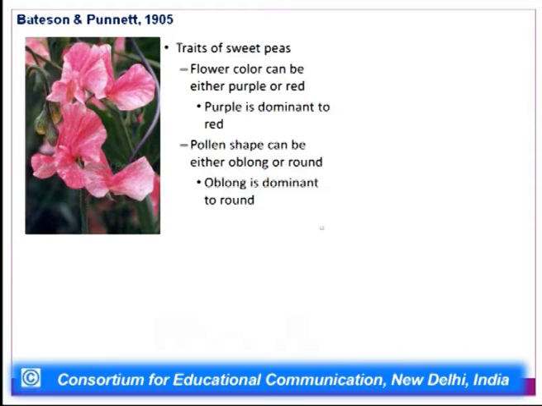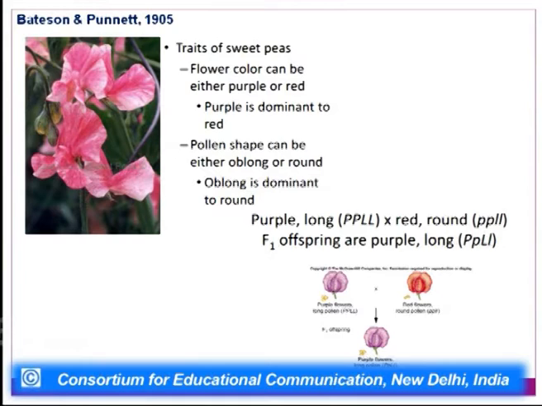But certain experiments by certain scientists, for example by Bateson and Punnett in 1905, indicated that the law of independent assortment is not always true. They worked on sweet peas, with the trait of flower color that can be either purple or red, and purple is dominant to red. The other trait they took was pollen shape that can be either oblong or round, and oblong is again dominant to round. When they crossed the purple long with the red round plants, then the F1 offspring were found to be all purple and long, because capital P is dominant to small p and capital L is dominant to small l.